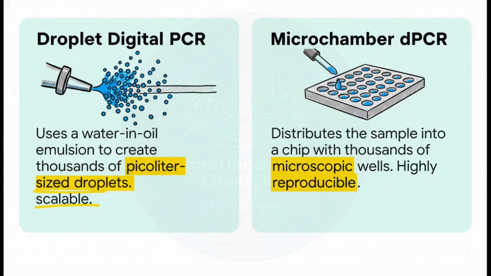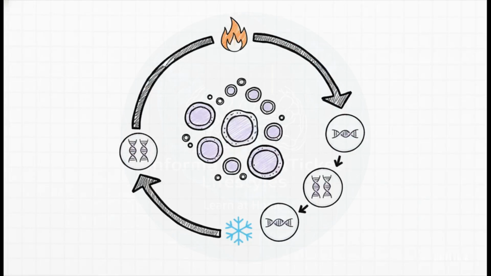Then you have microchamber dPCR. This one uses a physical chip, like a tiny wafer, that's been etched with thousands of microscopic little wells. But honestly, whether it's droplets or wells, they both do the exact same crucial job. They isolate the DNA molecules. Next up is step 3, amplification.